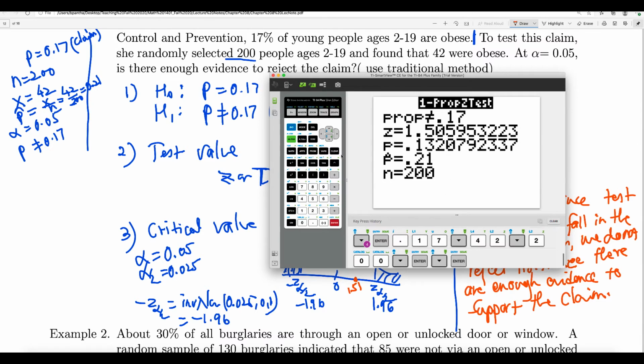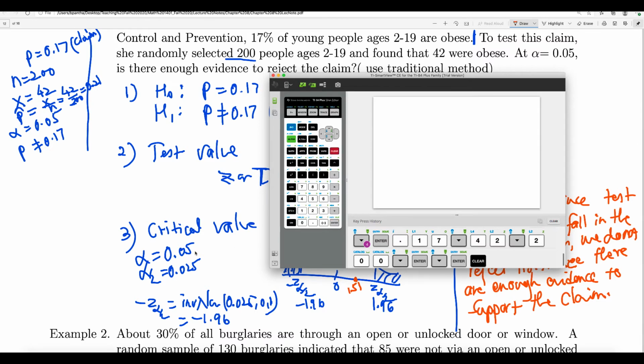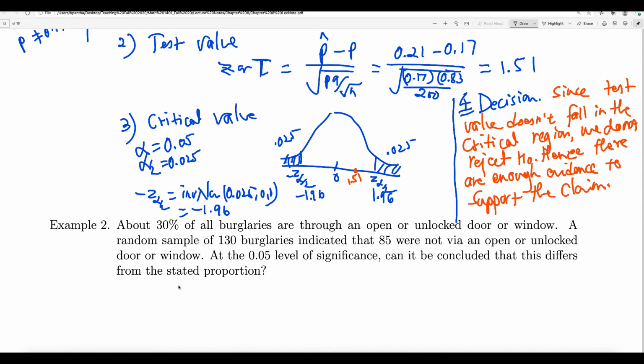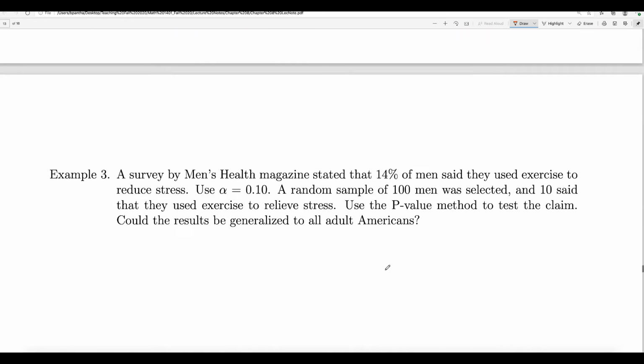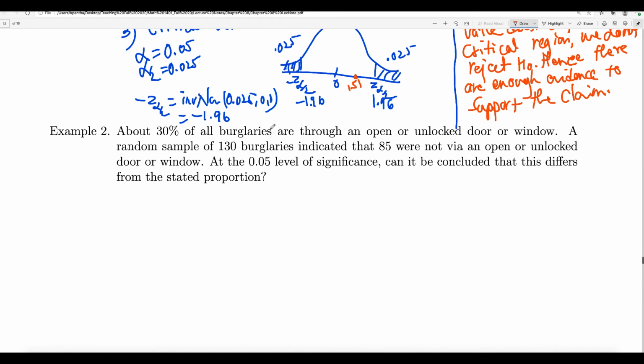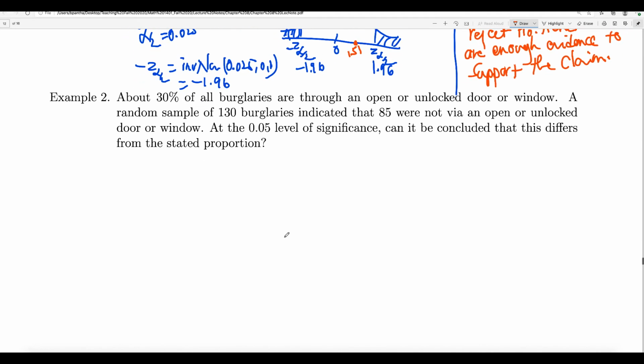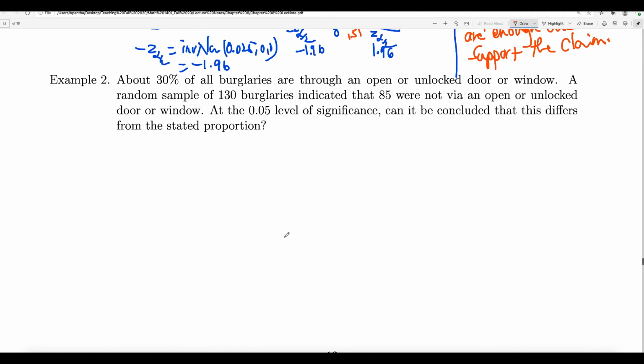Okay. So let us see one more example here. That example I think asks you to do the p-value method, I guess. Not really. It doesn't say any method here. So what I will do for this is use the calculator only, or I can do the traditional method again. Let's do the traditional method. It's not a big deal, okay? It is a little bit long because it has steps.